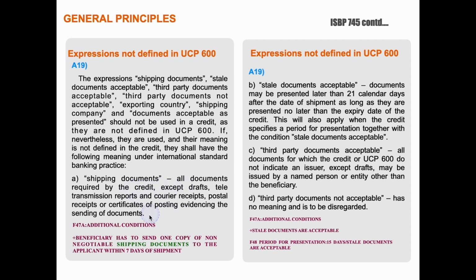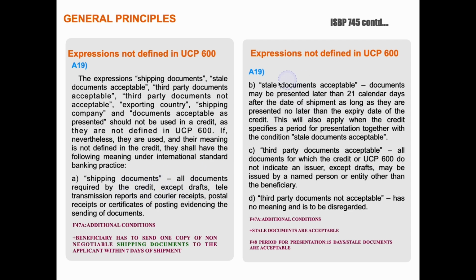All documents required by the credit means whatever documents are required as per field 46A of the LC form part of shipping documents, except the draft, because a draft or bill of exchange is a financial document, so that is different. Teletransmission reports are of course not included because they won't be called for in field 46A. If a courier receipt, postal receipt or certificate of posting is called for in the LC, for example as a transport document, then that also will form part of shipping documents. But if it is called to evidence the sending of documents, then that won't come into shipping documents. So this is the meaning of shipping documents.